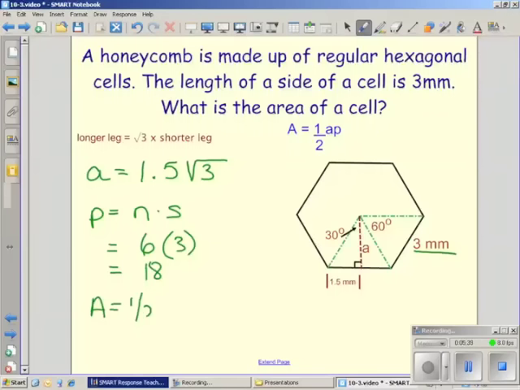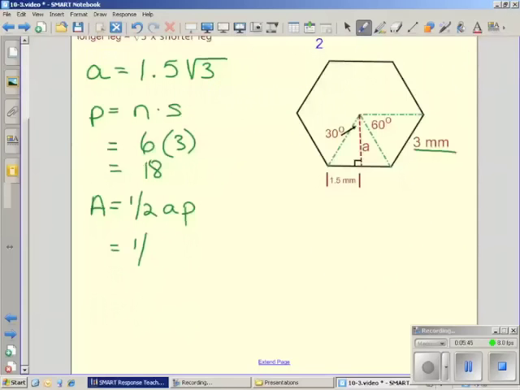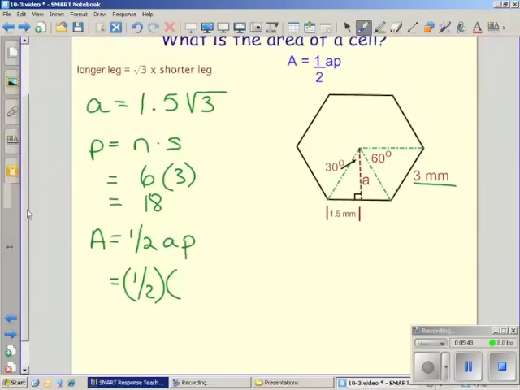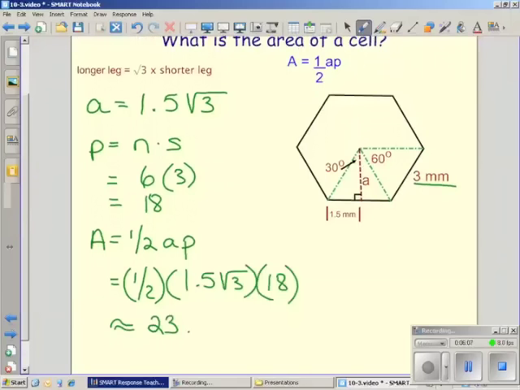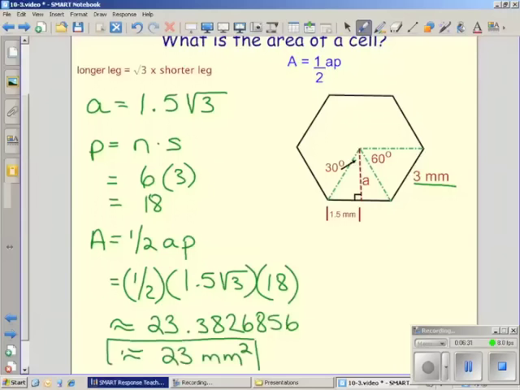Area is equal to 1/2 times the apothem times the perimeter. So 1/2, and we figured our apothem was 1.5 radical 3, and the perimeter is 18. So using your calculator, we would multiply all three, and you would get approximately 23.382685 in the calculator, and we would round that to about 23 square millimeters. And here you go. So the area of this honeycomb cell would be 23 millimeters squared.